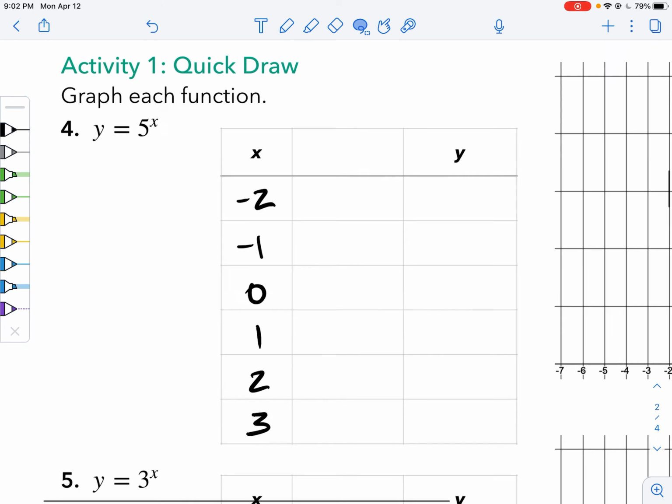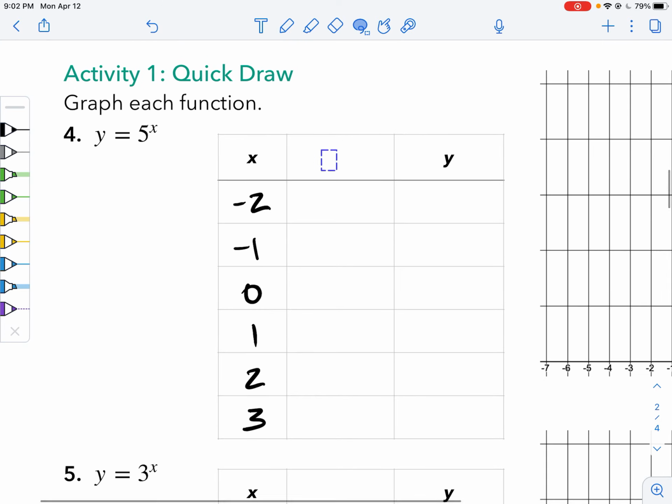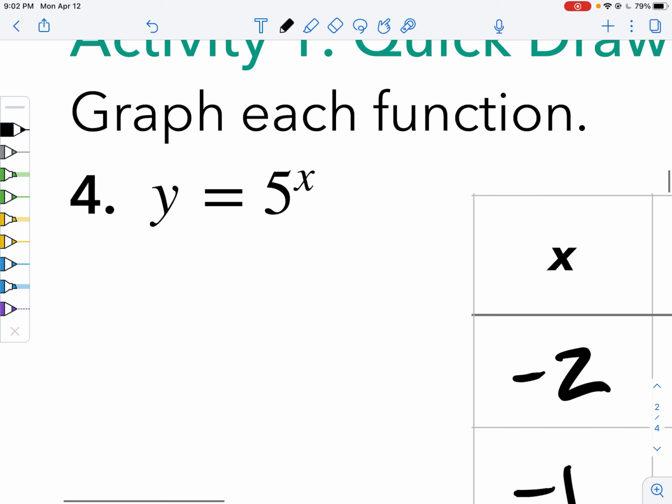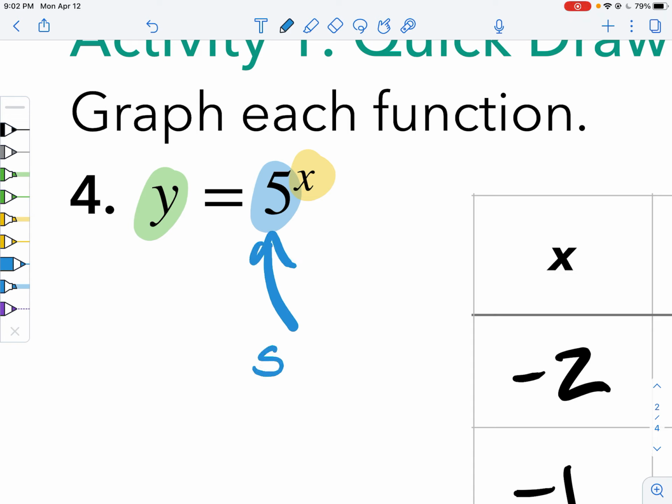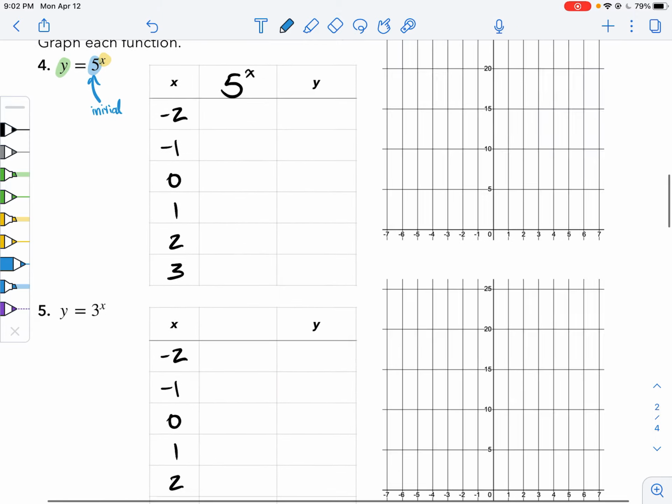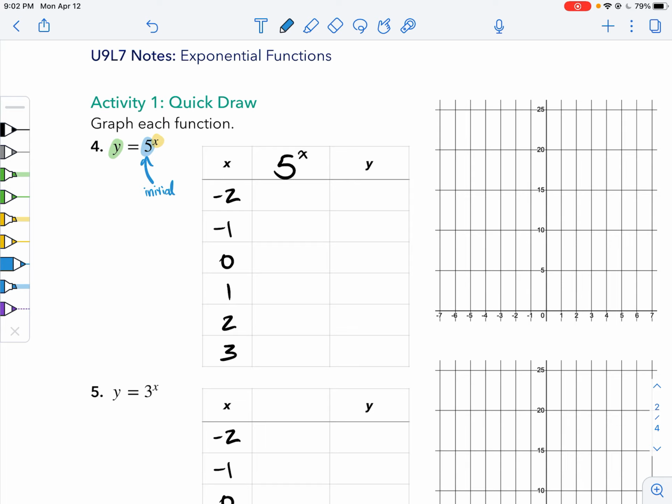Okay, so now we need to take our rule. What is 5 to the xth power? Looking at this, is this exponential? Yes, because it's y equals some number to the xth power. You already know that your starting value is going to be 5. We're going to call it, oh, I'm just kidding, initial. We're using proper terms now. That's our initial value. That's what happens when x equals 0.